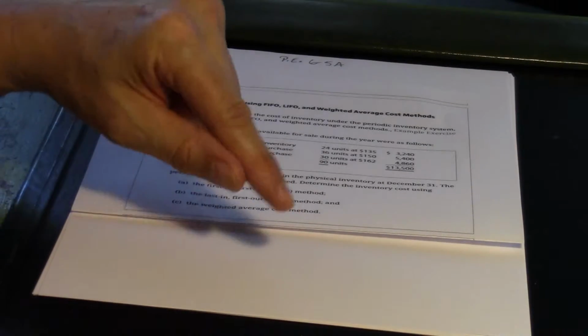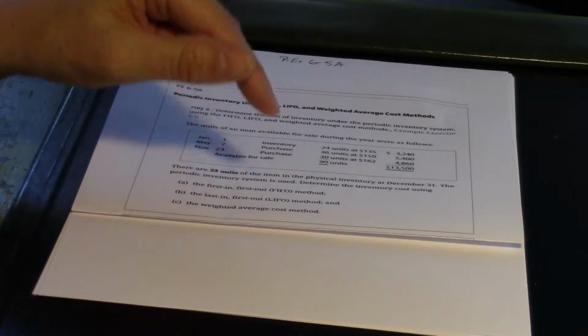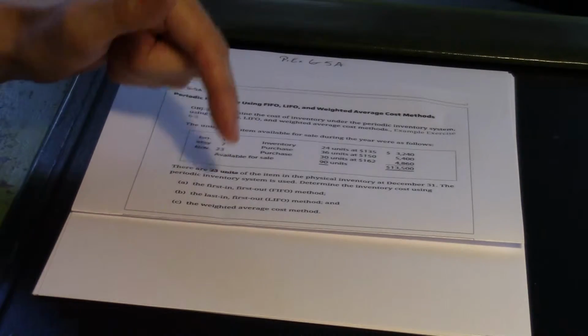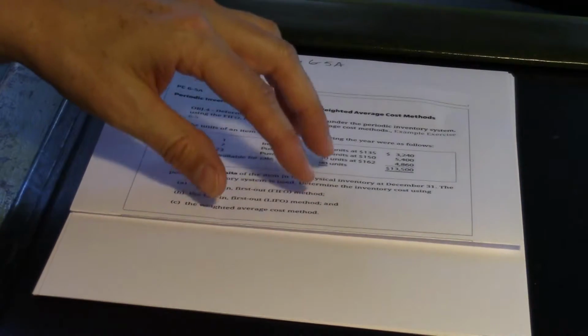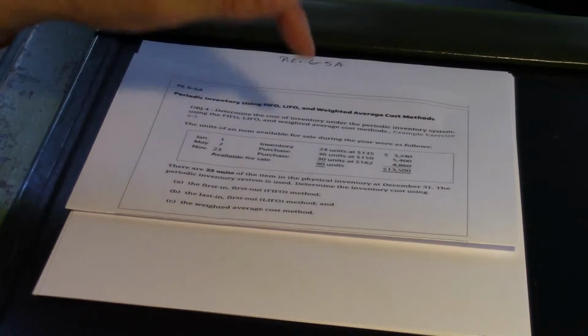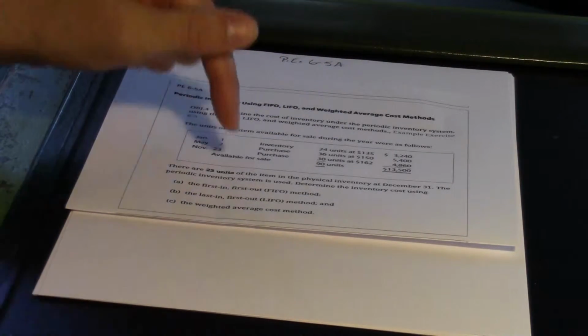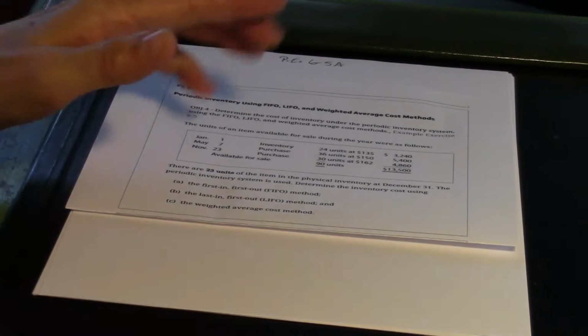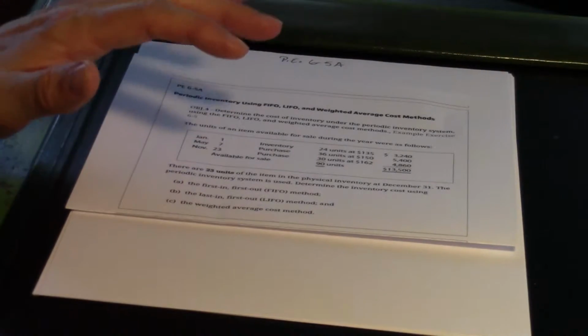You may recall in chapter 5 we did perpetual inventory, and every time we did a sale we took it out of inventory. So this is slightly different. Under periodic we don't do the inventory recordings as we go. We're just going to sit down at the end of the month and do this. So you just need to know how to calculate these 3 ways: first in, first out, last in, first out, weighted average cost. And these 2 problems I'm going to work will show you.